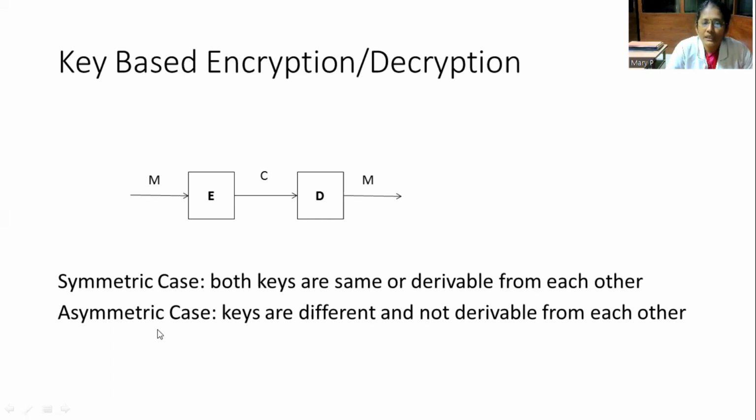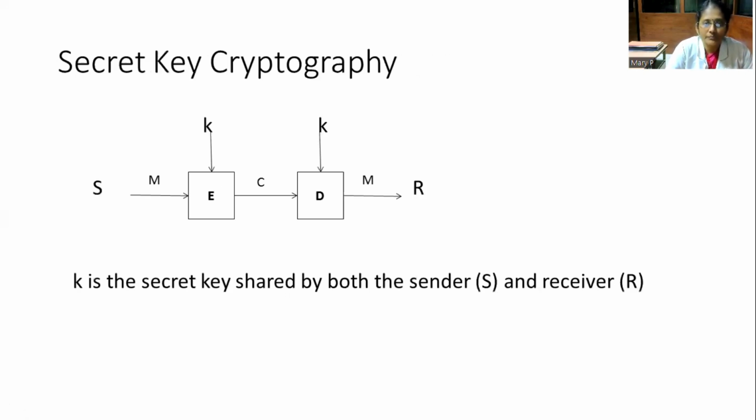What do you mean by the asymmetric case? Keys are different and not derivable from each other. That is, for encryption we use one key, and for decryption we use another key. We did discuss that concept in asymmetric key. Okay, secret key cryptography. So what do you mean by secret key cryptography?